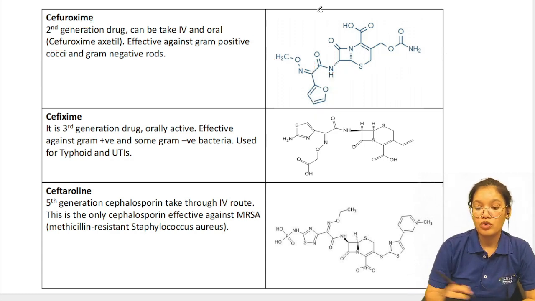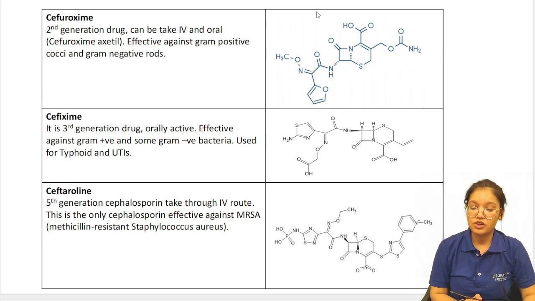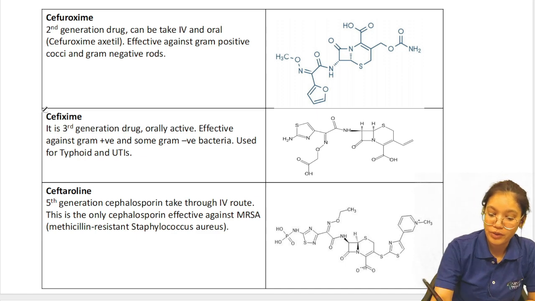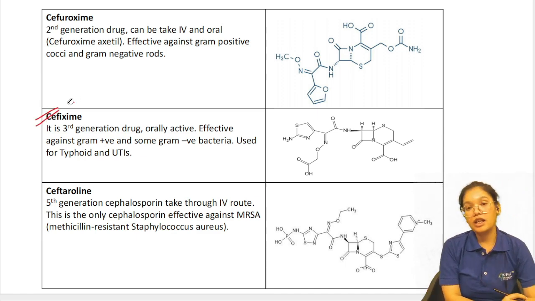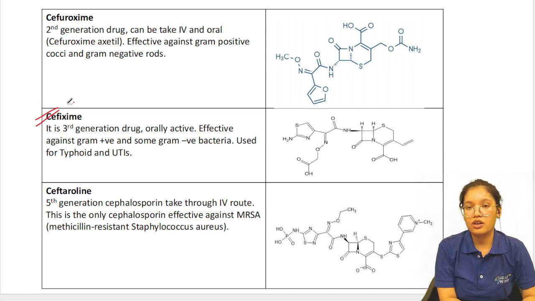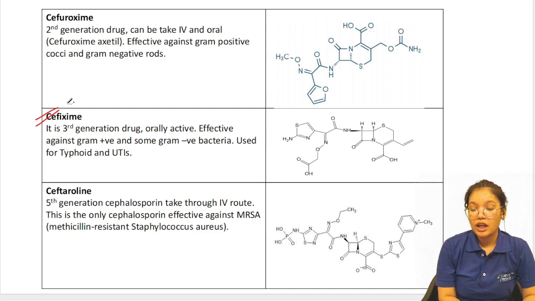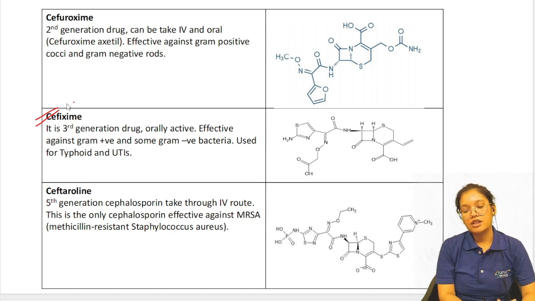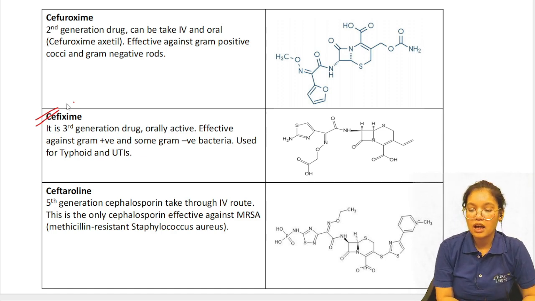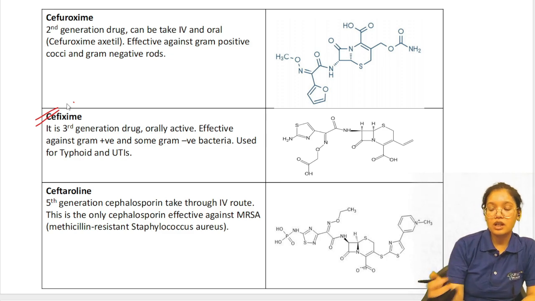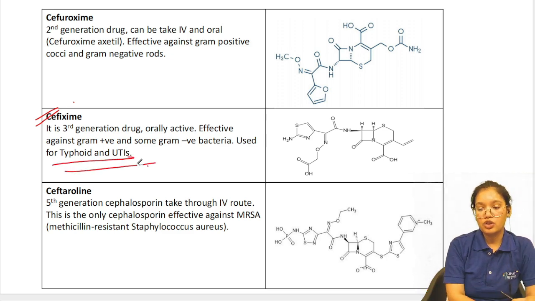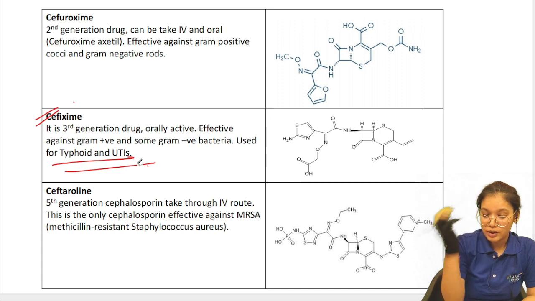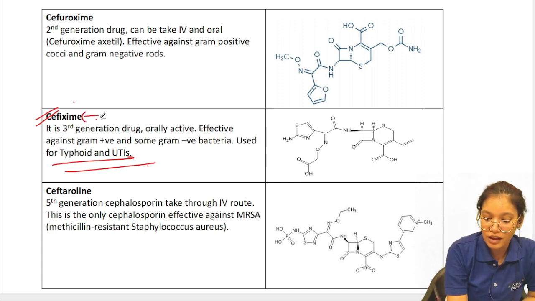Now moving forward towards the next structure, that is cefixime. Cefixime is a third generation drug, a higher generation drug. It is orally active and acid stable. It is effective against gram-positive bacteria and some gram-negative bacteria too, and used for typhoid and UTI.